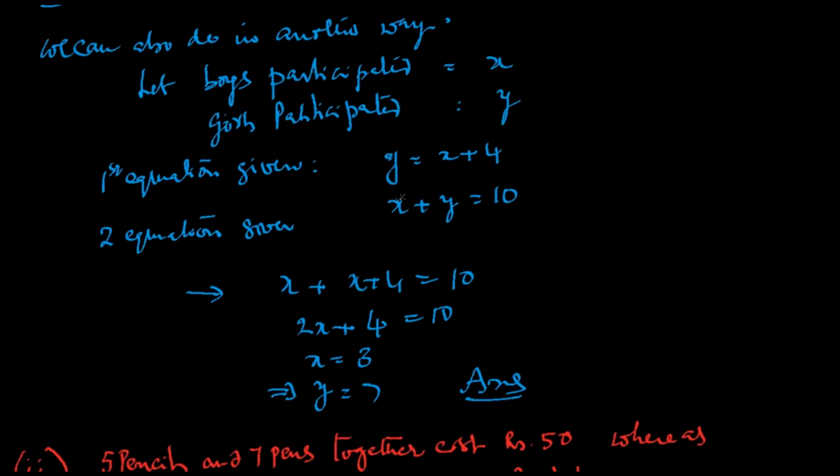There is a second method. That also I have done like this. If you have any doubt, I will tell. x boys, y girls. First equation: girls are 4 more, y = x + 4. Then total number is 10, x + y = 10. Solve those. You get x = 3, y = 7.